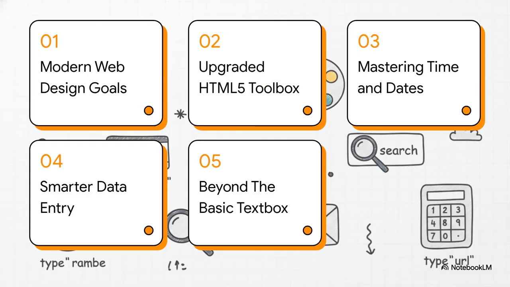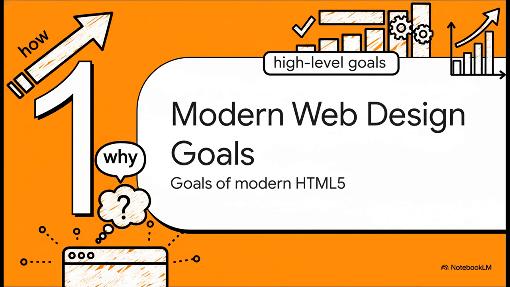First, we're going to start with the why. What kind of goals this modern web design stuff actually helps us achieve. Then, we'll pop open your upgraded HTML5 toolbox and see what's inside. From there, we'll get into mastering time and date controls, explore some really smart ways to get data from users, and finally, we'll see how to go way, way beyond just a basic, boring old text box. All right, let's dive right in with the big picture.